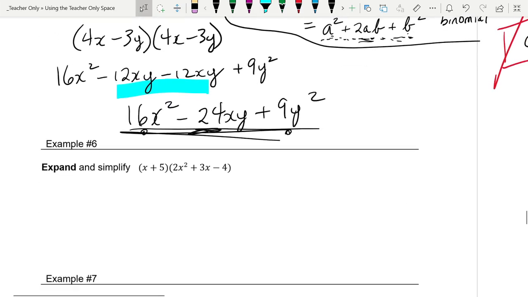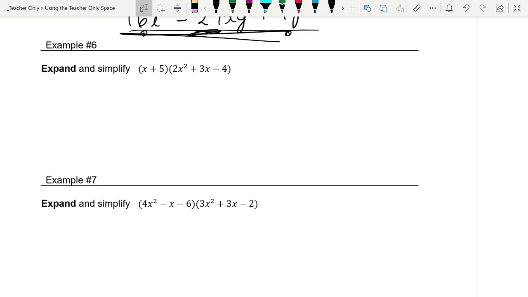That's a binomial times a binomial. What if it got even bigger? Ugh, I think for this one, can I use FOIL again? No, FOIL only actually works when it's a binomial times a binomial. I think for this one, I'm going to go back to the first method.